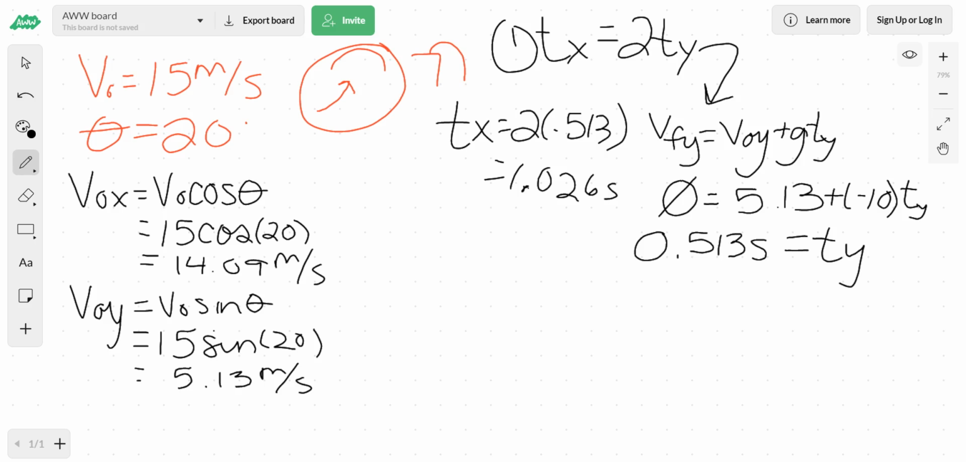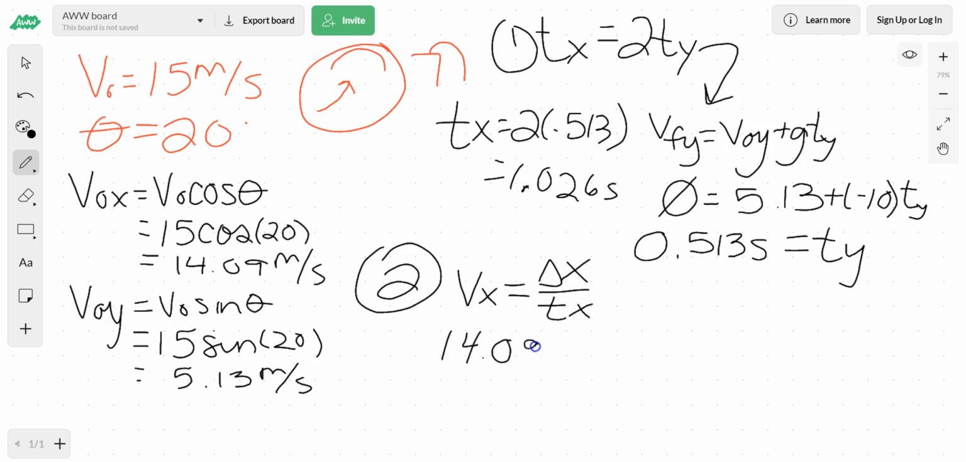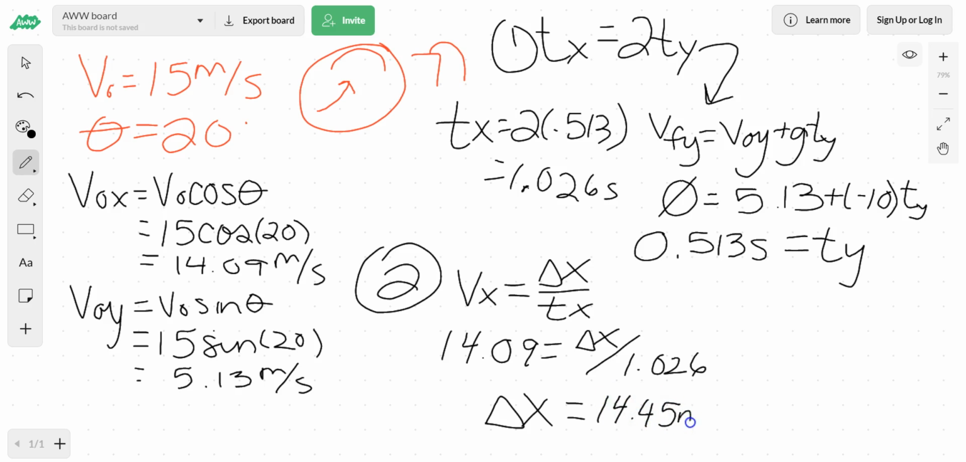Alright, so then the second thing you would want to figure out is how far it is traveling during this time. So the equation for that is velocity in the x direction, it's delta x over tx. Velocity in the x direction is 14.09. Delta x we don't know. Tx is 1.026. So delta x is then equal to 14.09 times 1.026. So that is 14.45 meters. So it lands 14.45 meters away.